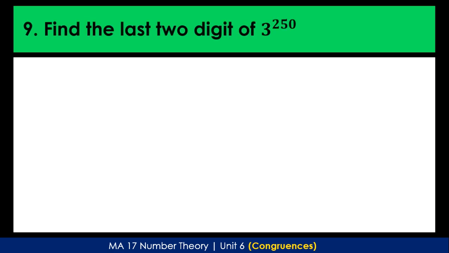Next one. Okay, find the last two digits of 3 raised to 250. Here we're going to identify the value that we will divide 3 raised to 250 by to get those two digits.